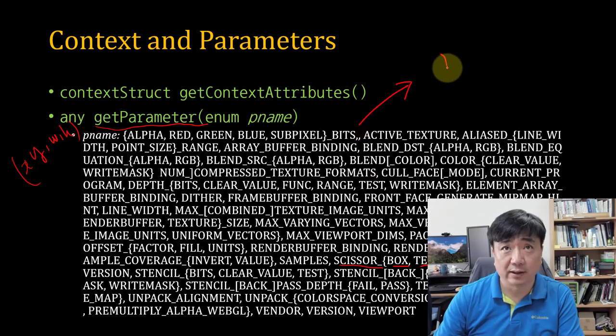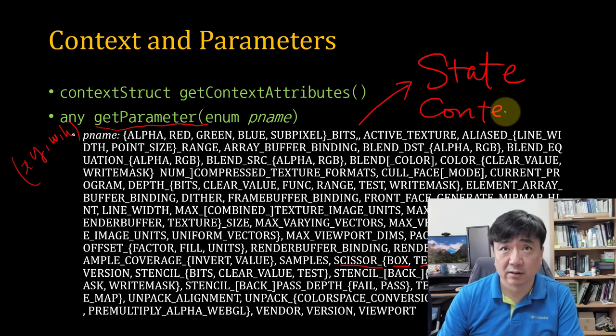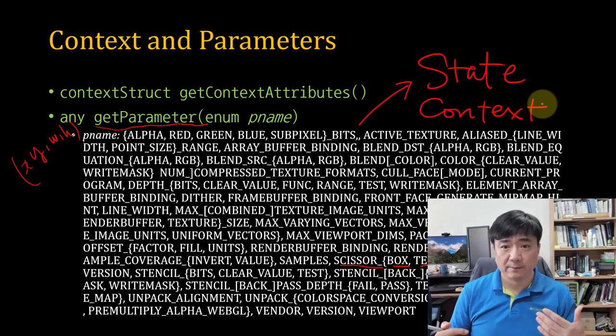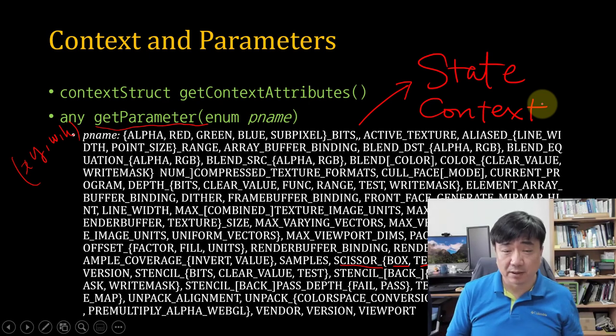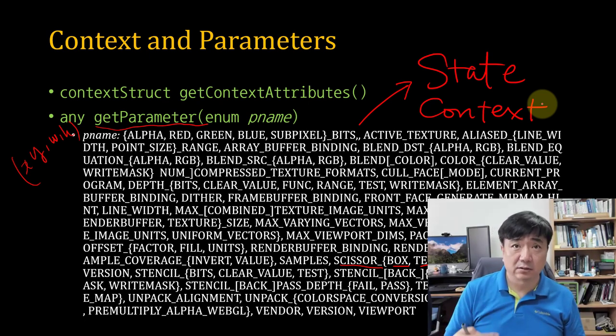That is what we can call the state. So maybe we can call it the context. Okay. So we can control the graphics pipeline by setting the state variables with the API. Okay.